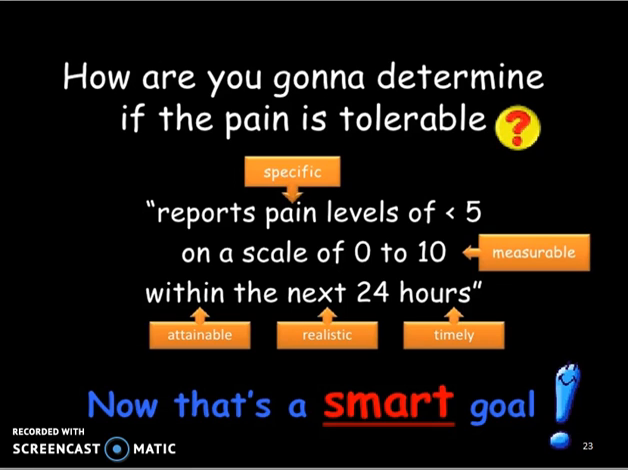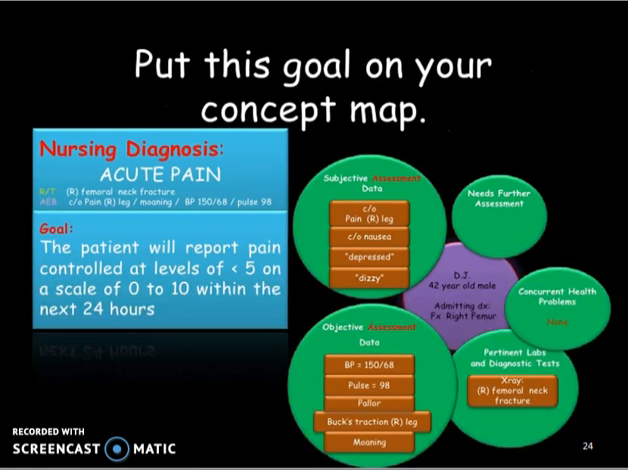How will you determine if the pain is tolerable? Pain level of 5 is specific. 0 to 10 is measurable. Within the next 24 hours is attainable, realistic, and timely. Put this goal on your concept map, as you can see here.